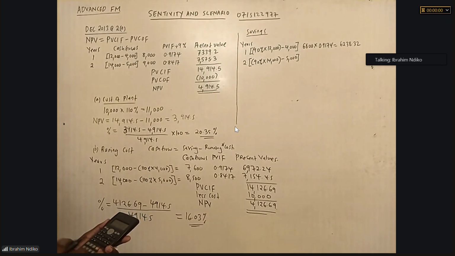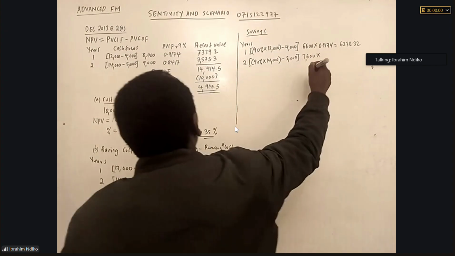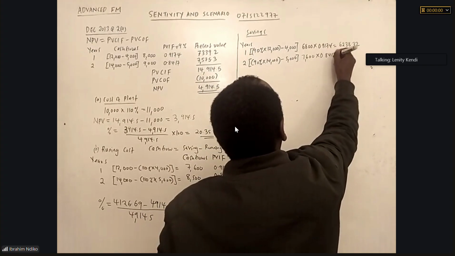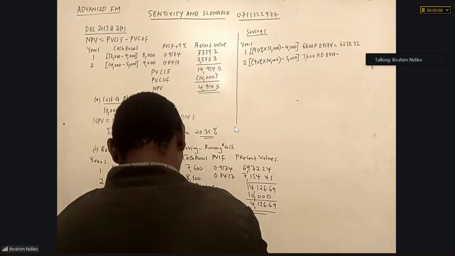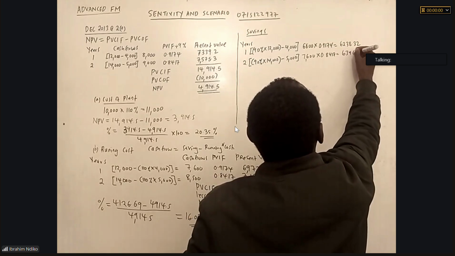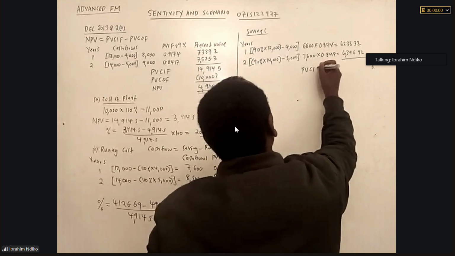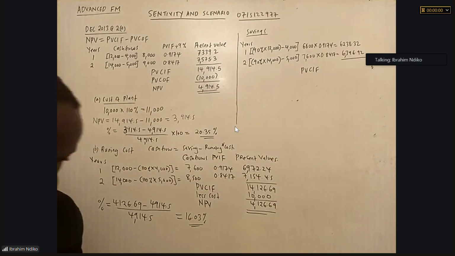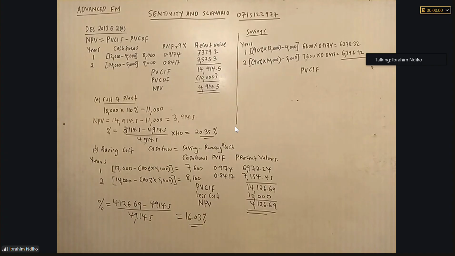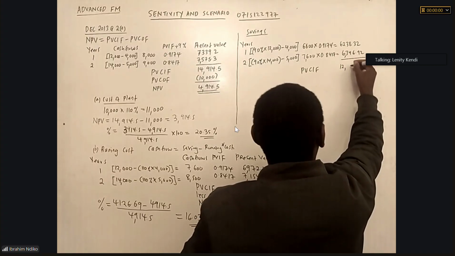29.9 times 14 minus 5,000. 7,600 times 0.8417. 6396. 0.92. We get the present value. Cash inflow. So 6238. 23.2. Tupatia 12. 635.24.